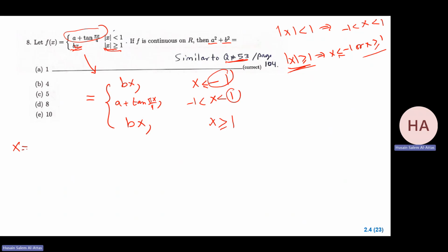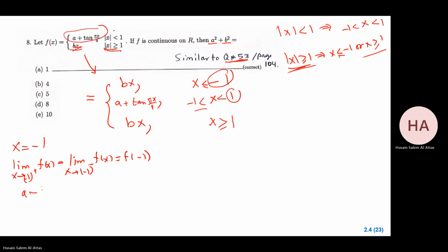So for x equal minus 1, limit from right to left for minus 1 equals f of minus 1. Yeah, right, I'm here. Just substitute. You have a plus tan minus pi over 4, which is minus 1. From left, I will be there. That will be minus b. So I have the equation a plus b equals 1.